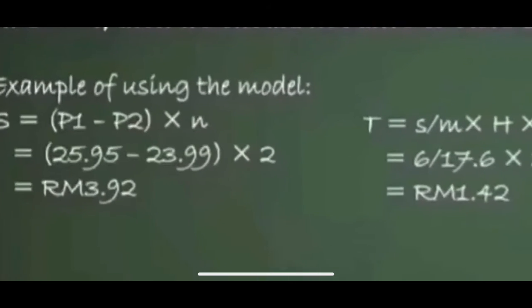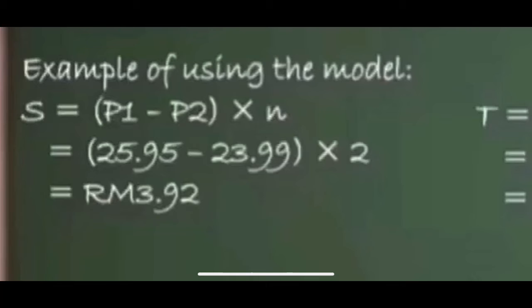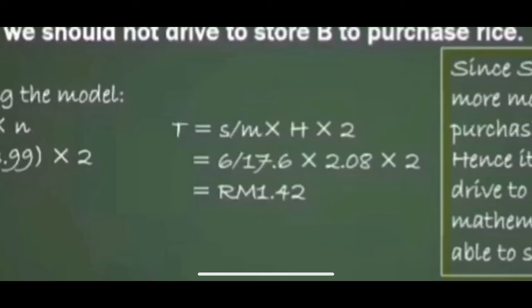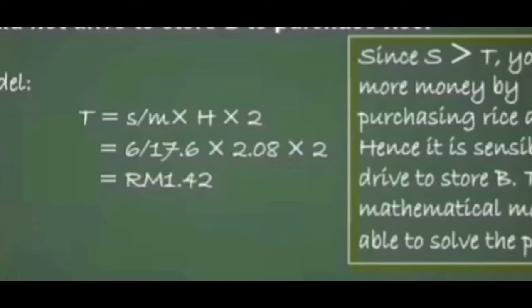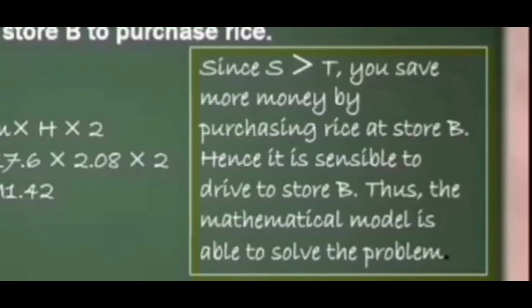Example of using the model. x is equal to (25.95 minus 23.99) times 2, so x is equal to 3 ringgit 92 cents. t is equal to 6 divided by 70.6 times 2.08 times 2, so t is equal to 1 ringgit 42 cents. Since x is bigger than t, you should save more money by purchasing rice at Store B. Hence, it is sensible to drive to Store B, so the mathematical model is able to solve the problem.